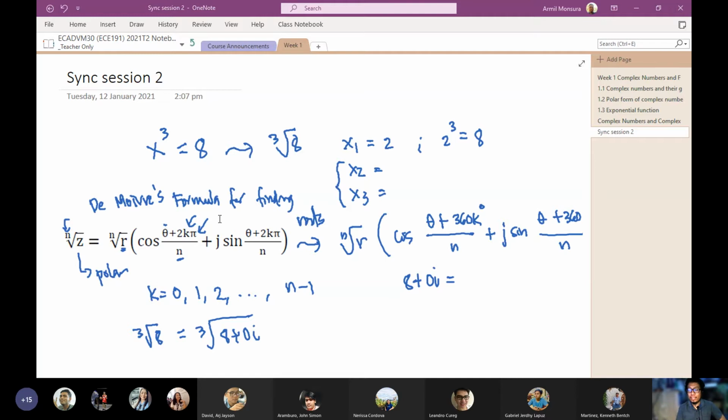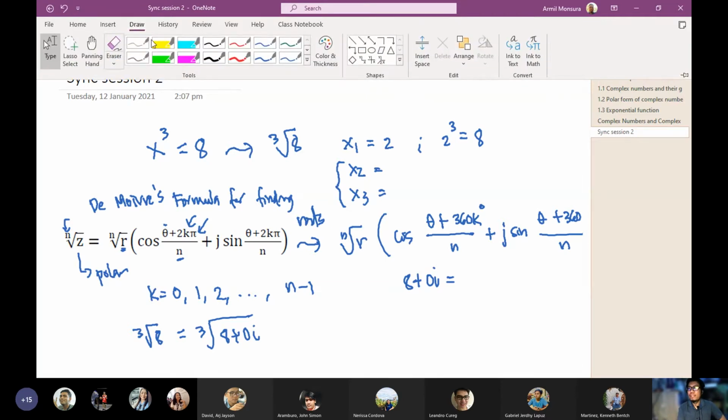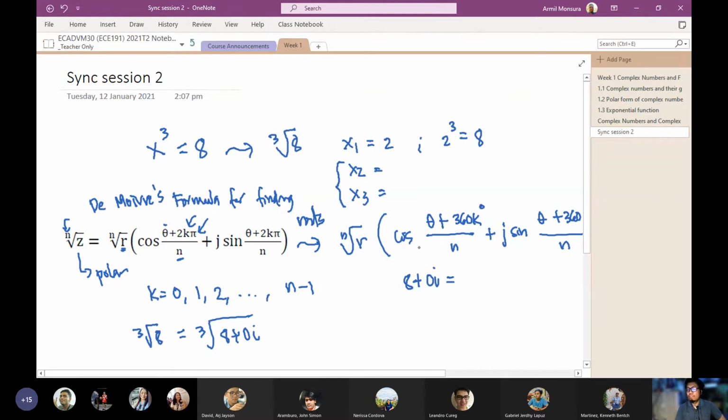What is 8 plus 0i in rectangular form, in polar form, I mean? Anong coordinate associated dito? Saan natin i-locate yung point na to? Sa x-axis po, positive X. x-axis, 8, 0. So, ano yung polar form niya? What's the polar form of this one? 8 bar angle 0 po. 8 bar angle 0 degrees. Ayun siya.